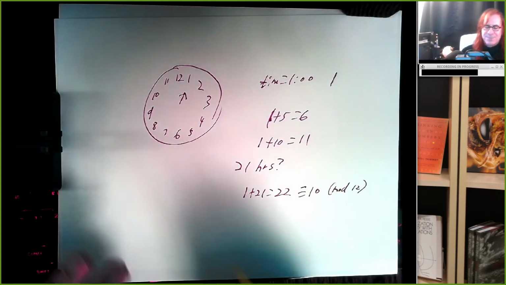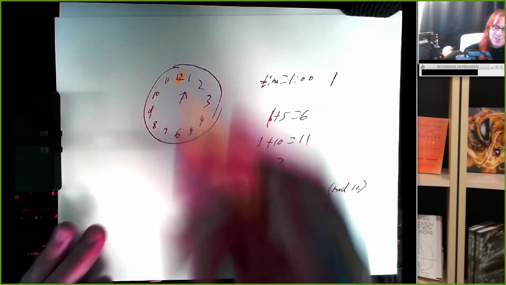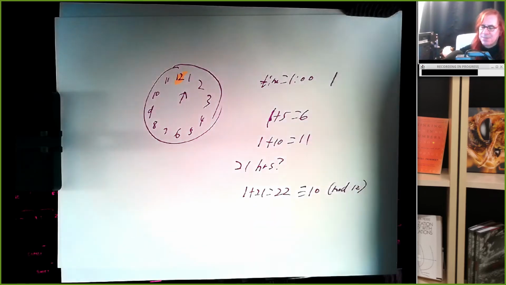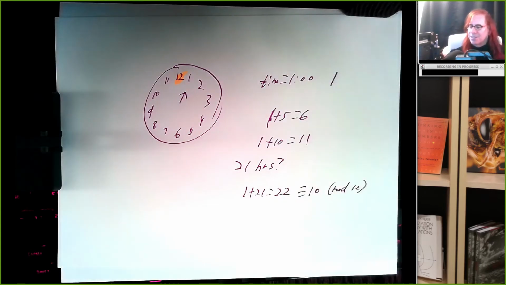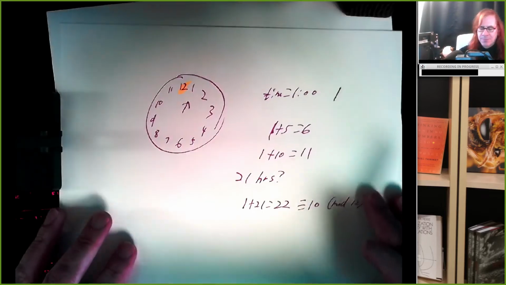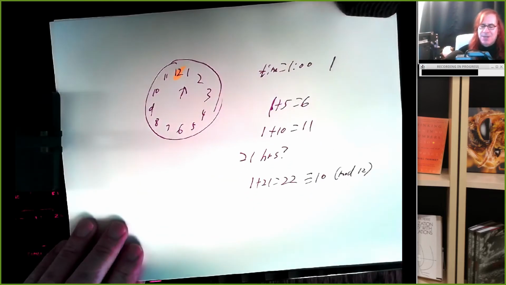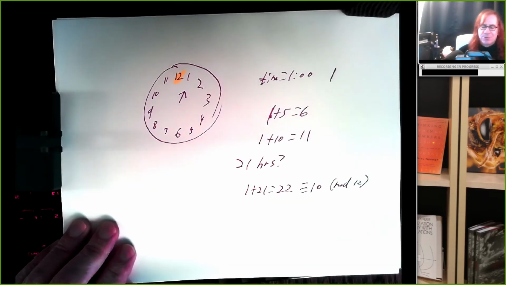And the clock's not a perfect example. The 12 kind of breaks it. That should really be a 0 to make this a perfect example. But that's just a kind of working analogy. Alright, so that's what's happening when we add modular. Basically, every time we get up here, we just roll back over.